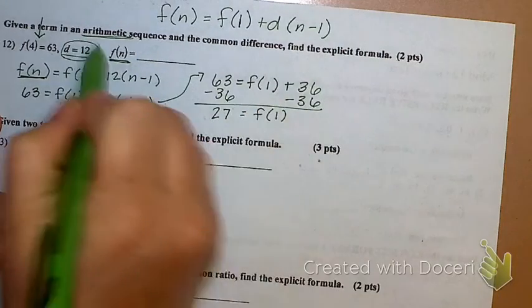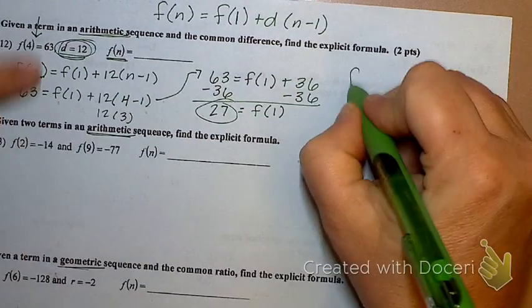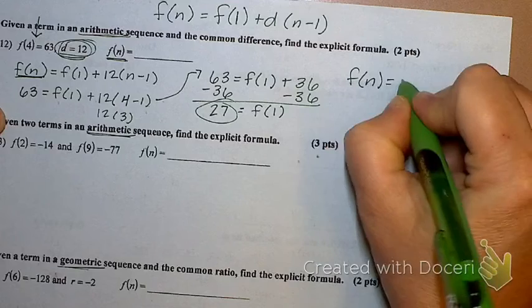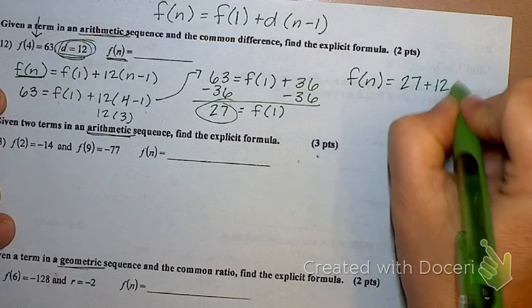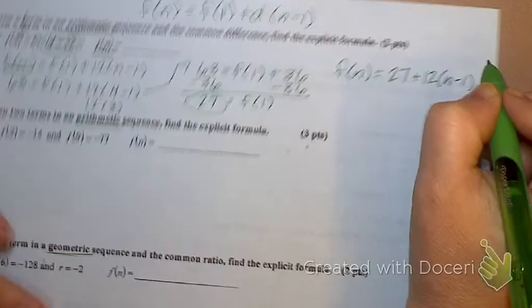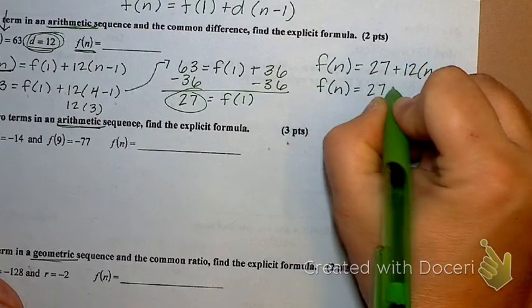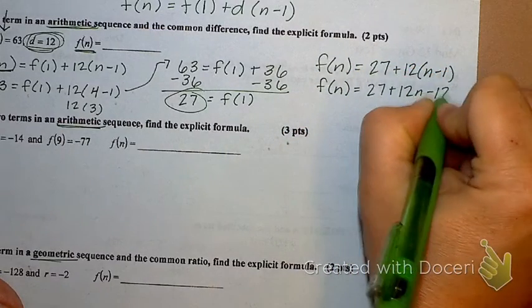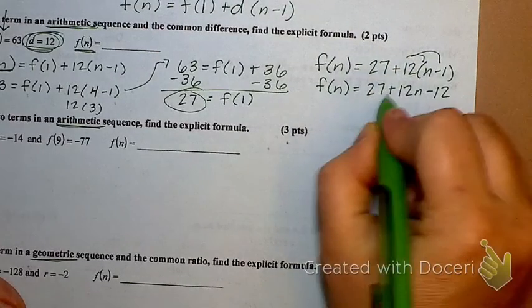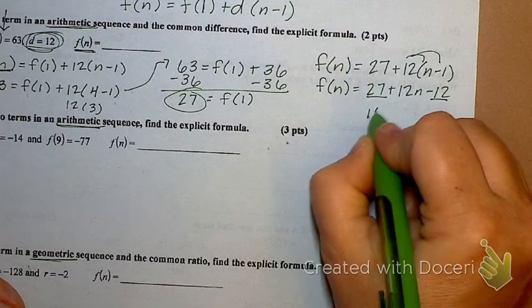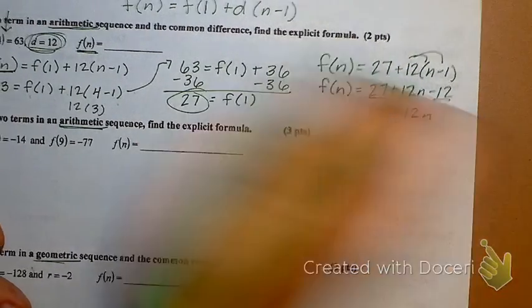So now I have d and I have f of 1. So f of n is equal to 27 plus 12 times n minus 1. I cannot leave my answer like that. 27 plus 12n minus 12. You must distribute. 27 minus 12 is 15 plus 12n. That's what I write right here.